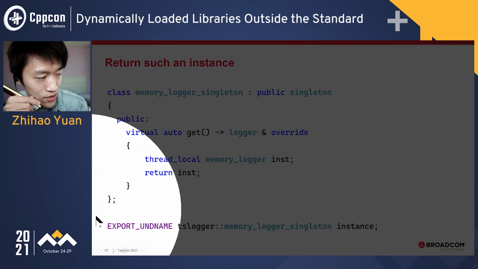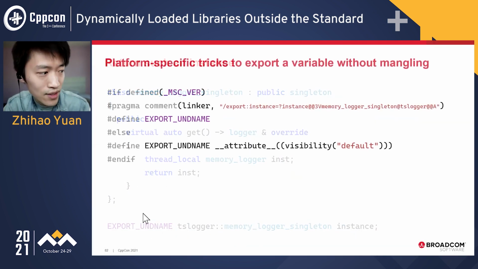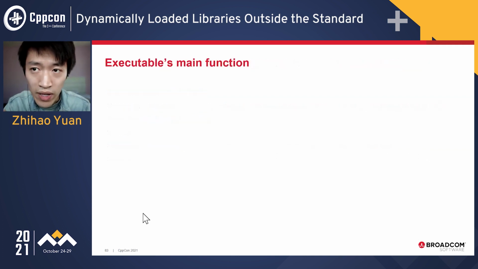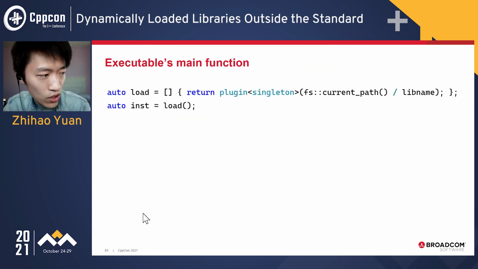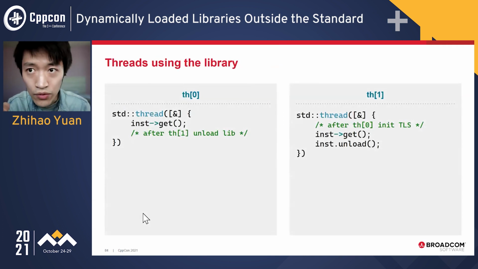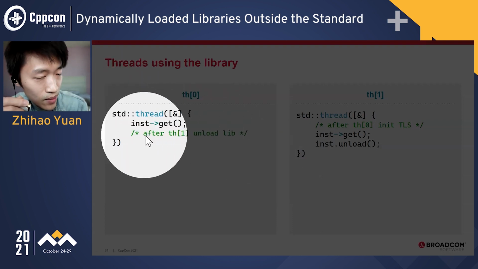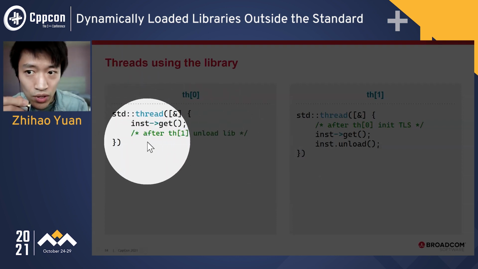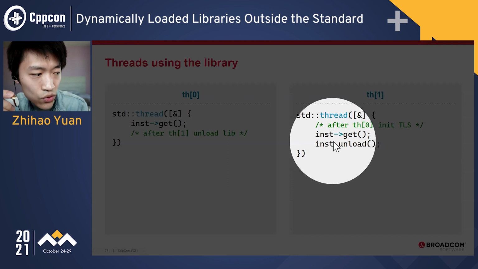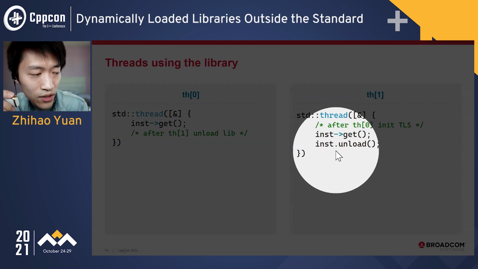Here, you notice that there's a new macro being introduced, and that macro just expands to some platform specific tricks to export a variable without mangling. The executable's main function just loads a library, just one of it, and then runs two threads, and joins all the threads. The threads are defined in the library. Thread zero starts by getting a reference to the thread-specific logger instance, and then the first line of thread one runs and immediately unloads it.